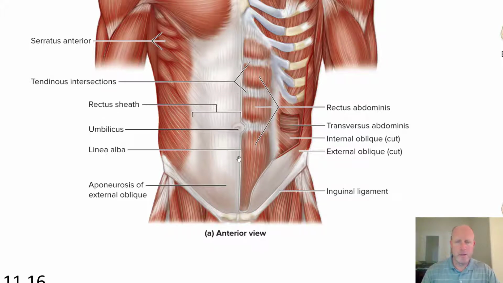Linea alba here, and the aponeurosis of the external oblique. And the rectus abdominis, I'm sorry, I already said that. Transverse abdominis is below here, more deep. The internal oblique here, the external oblique here. So you see external oblique here, and then internal oblique below it going this direction. And of course, here's the inguinal ligament.